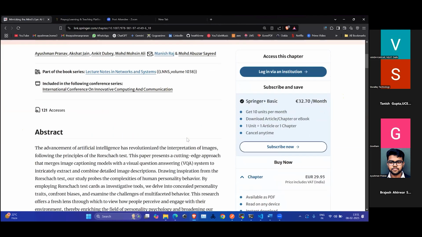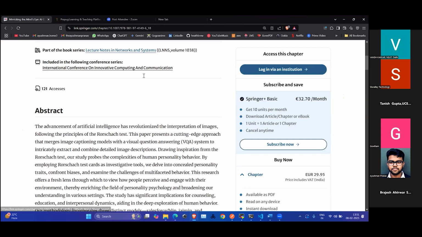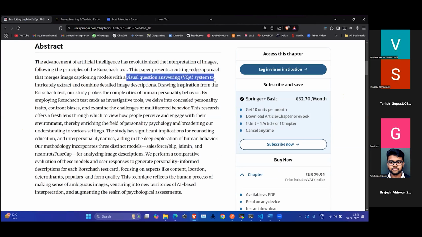So this has been recently published by a company, where we use the visual question answering models as well as the image description models, and a framework that is the Rorschach test framework to generate image descriptions that are nearly human. And we have also evaluated that to prove it on the basis of that.